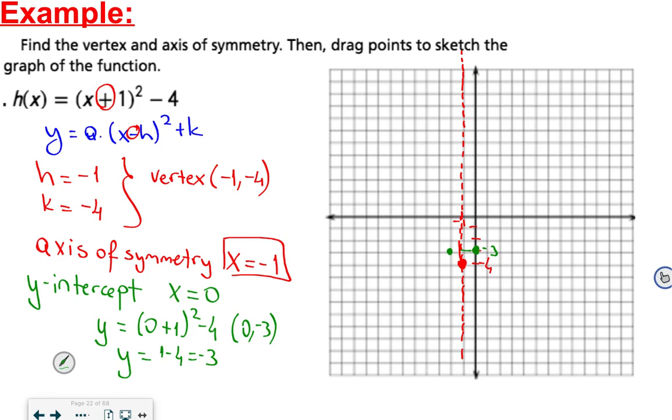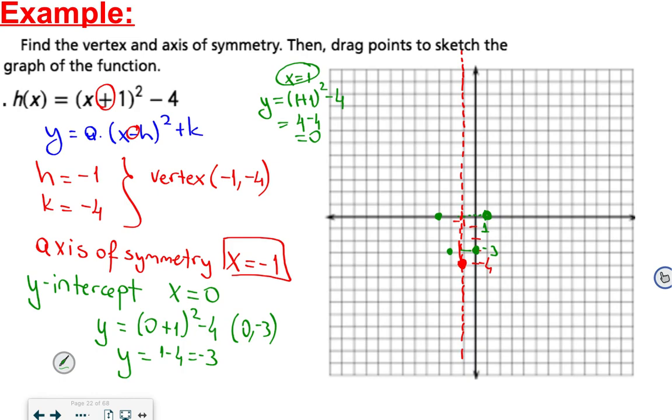I need to find another point. Let me substitute x is equal to 1. If we substitute this into the function, the y-coordinate is going to be 1 plus 1 squared minus 4. This is going to be 2 squared, which is 4, minus 4, which is equal to 0. So if x is equal to 1, the y-coordinate will be 0. So this is going to be your point. What is the reflection of this point? This is 2 units away from the axis of symmetry. In the opposite direction will be 2 units away from the axis of symmetry.